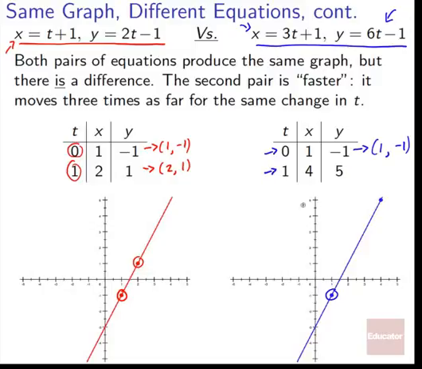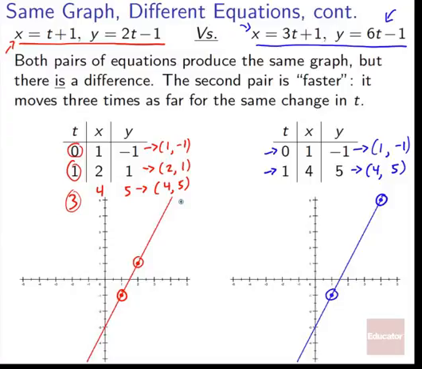However, when we plug in t equals 1, we wind up getting 3 times 1 plus 1 is 4, and our y value is 6 times 1 minus 1 comes out to be 5. We've managed to go way farther. Look at how much farther the blue graph has gone than the red graph. So the blue graph has managed to go 3 times as far. We'd have to go out to t equals 3 in red to get the same point. We'd have 3 plus 1, 4, and y, 2 times 3, 6 minus 1, 5. So if we had plugged in t equals 3, we'd be at the same point, 4 comma 5.